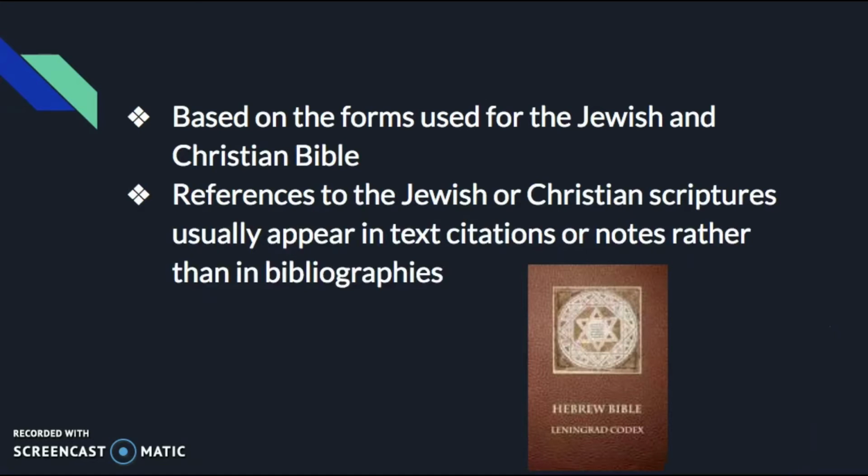All Chicago-style religious text citations are based on the forms used in the Jewish and Christian Bible. References to the Jewish or Christian scriptures usually appear in in-text citations or notes rather than the bibliographies. Parenthetical or note references to the Bible should include the book, the chapter, and the verse, never a page number. A colon is used between chapter and verse. Note that the traditional abbreviations use periods, but the shorter forms do not.